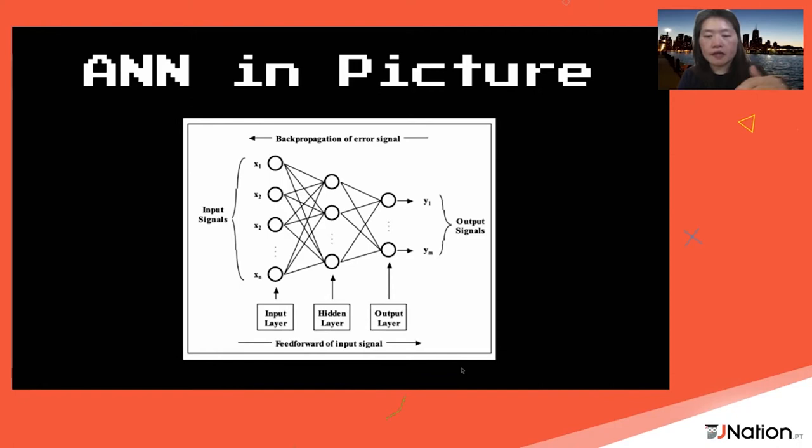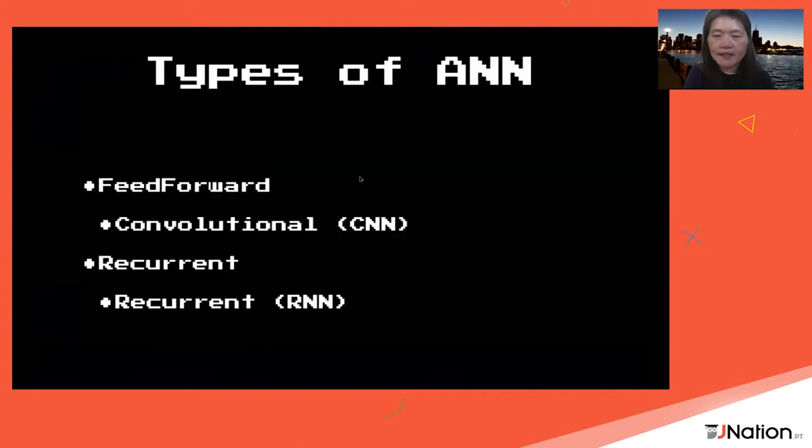The input signal going to the right is the feed forward of the input signal, and you can backpropagate any error signal. Again, this is in a nutshell. There are two primary types of artificial neural networks. They're feedforward, and an example of such is the convolutional neural network. They're ideal for image processing because it goes one way, from input, hidden layers, and output, and then that's it. So for image processing, 2D processing, it's a good way of utilizing it.